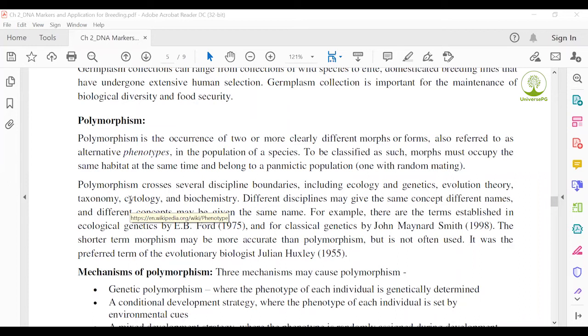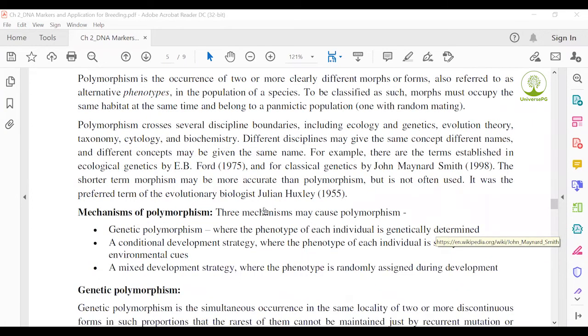To be classified as morphs, they must occupy the same habitat at the same time and belong to a panmictic population. Polymorphism crosses several disciplinary boundaries including ecology, genetics, evolution theory, taxonomy, cytology, and biochemistry. It was the preferred term of the evolutionary biologist Julian Huxley.